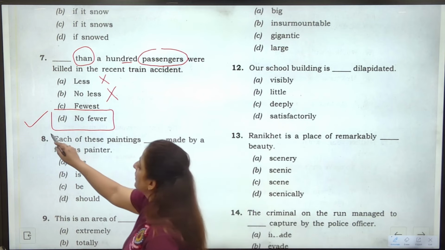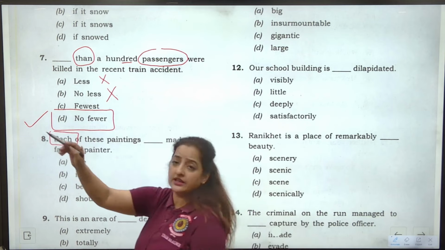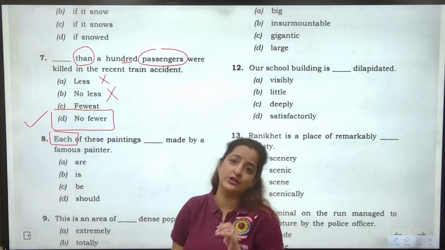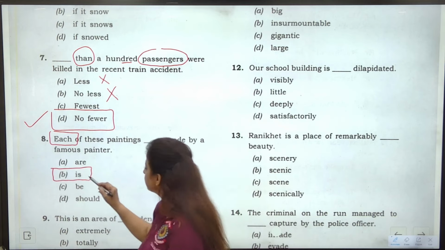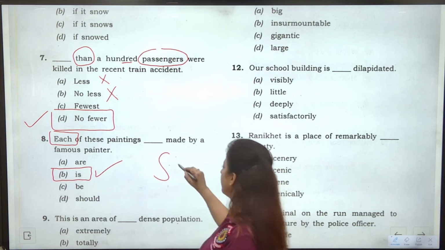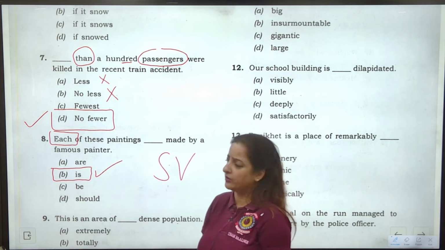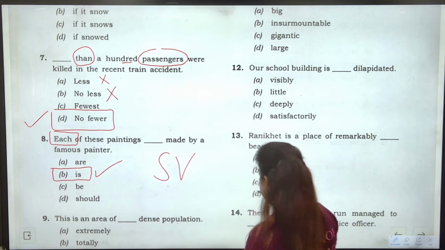अब ये एक subject verb agreement में rule आता है. Each is always followed by singular verb, right? So the answer is each is. Remember the singular verb rule. Each के बाद singular verb is made by a famous name.